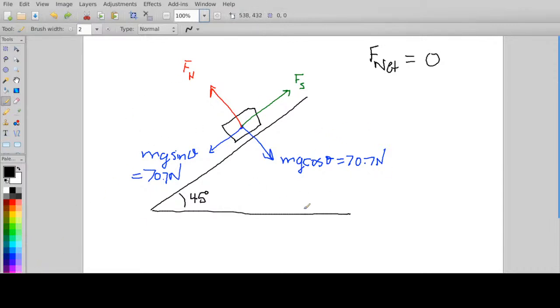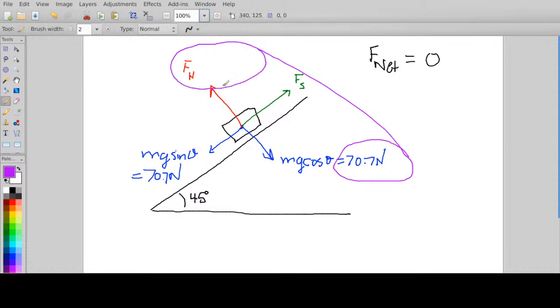All right, so just like last time, we argued that the forces this way, perpendicular, have to cancel. And so this has to cancel this one, and so this one must equal 70.7. That's the same reasoning as before. But now we have the same situation here. This one has to cancel that one. And so that tells us that Fs has got to equal also 70.7 newtons.